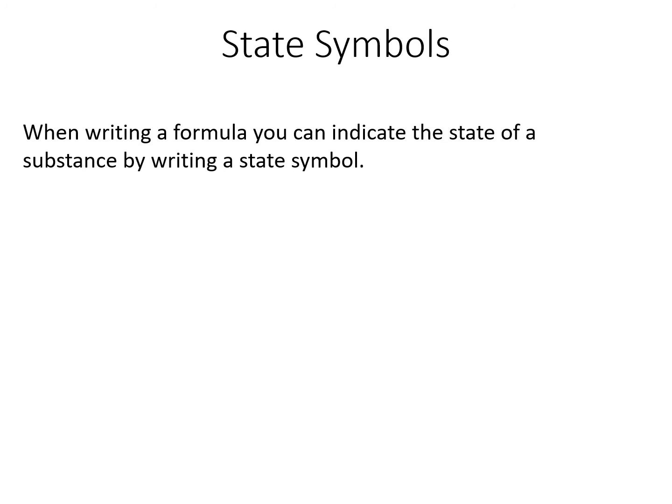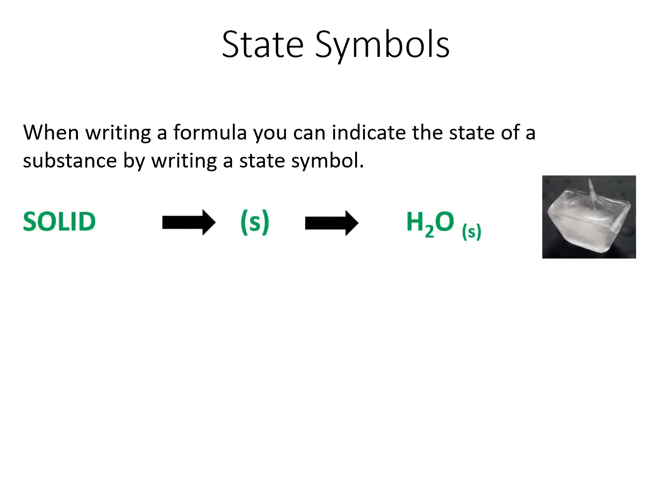So the next thing we're going to do is look at something called state symbols. You may be familiar with these already, but let's go through this. When writing a formula, you can indicate the state of the substance by writing a state symbol. The state would be whether it's a solid, a liquid, or gas, and we've got one more we're going to look at afterwards. Let's take the example of ice. Ice is a solid. The formula is H2O. We use the state symbol (s) and it has to be in brackets and it goes after the chemical formula. It also goes in subscript, which remember is below the halfway point of that formula.